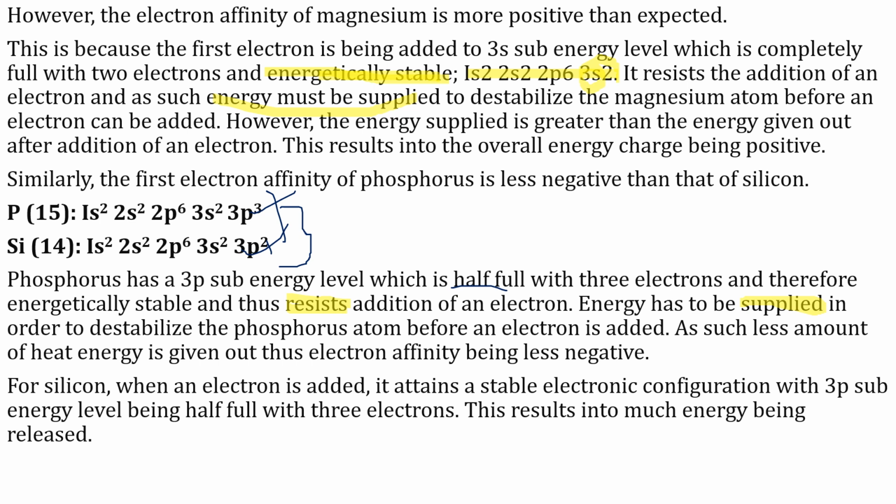So we shall expect the electron affinity for phosphorus to be less negative than that of silicon, because silicon has neither a completely filled nor a half-filled 3p sub-energy level, which is thermodynamically or energetically unstable. Therefore, the incoming electron will be more strongly attracted than it's being repelled. More energy is going to be released, leading to a higher value of electron affinity.